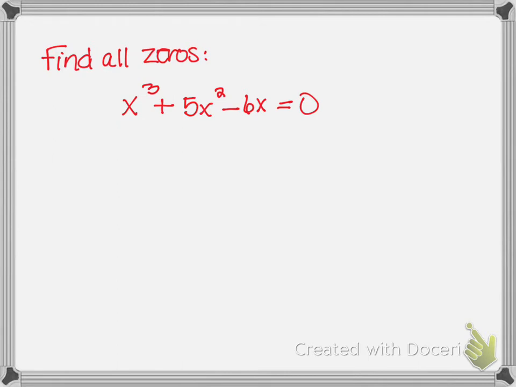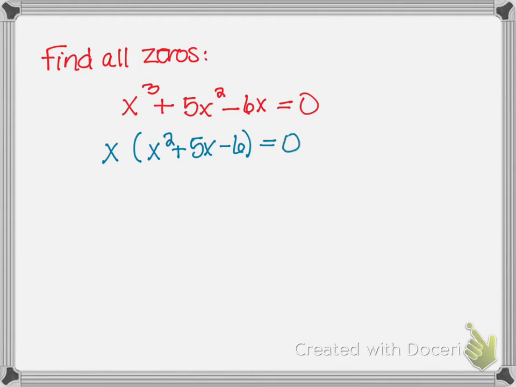I always start when I factor with seeing if there's a greatest common factor that I can take out. So I know that right away I can take out an x out of every one of these terms. When I factor an x out of x cubed, that leaves me x squared. Out of 5x squared leaves me 5x, and out of negative 6x leaves me minus 6.